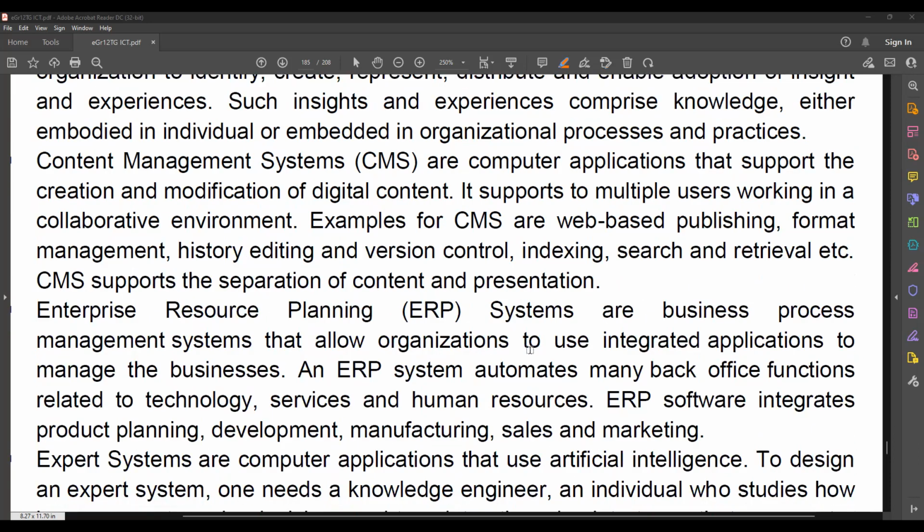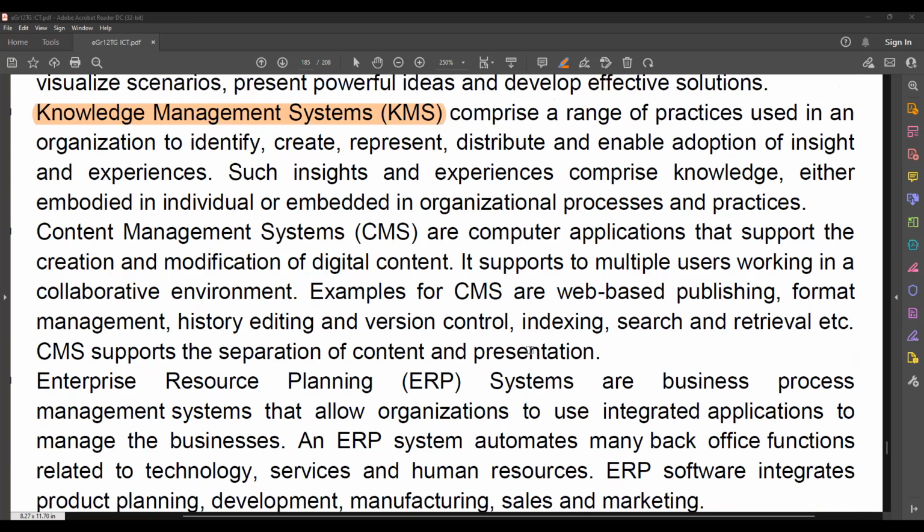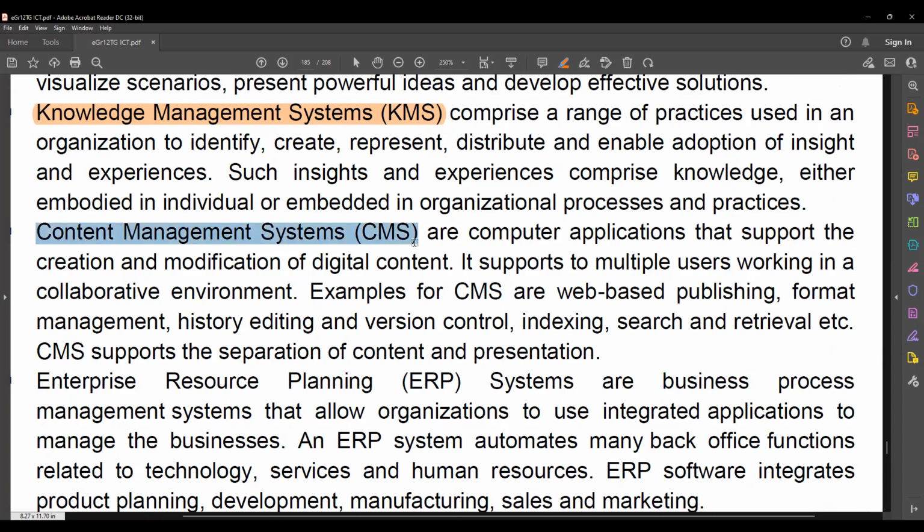So in this one, we are going to look at content management systems, right? And then finally ERP systems. Okay, let's take down.